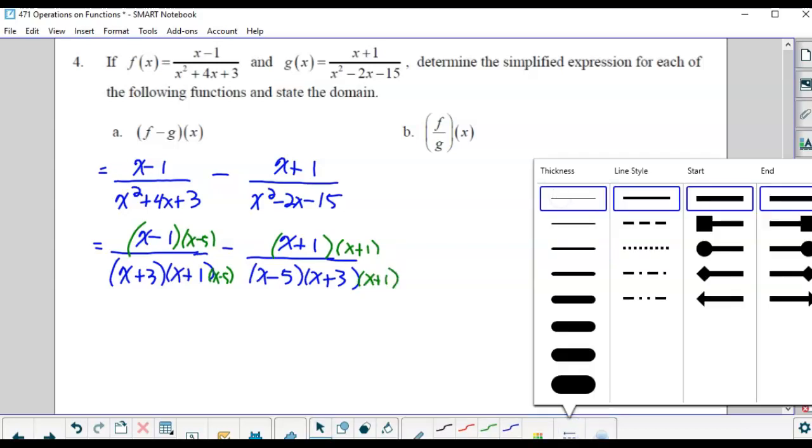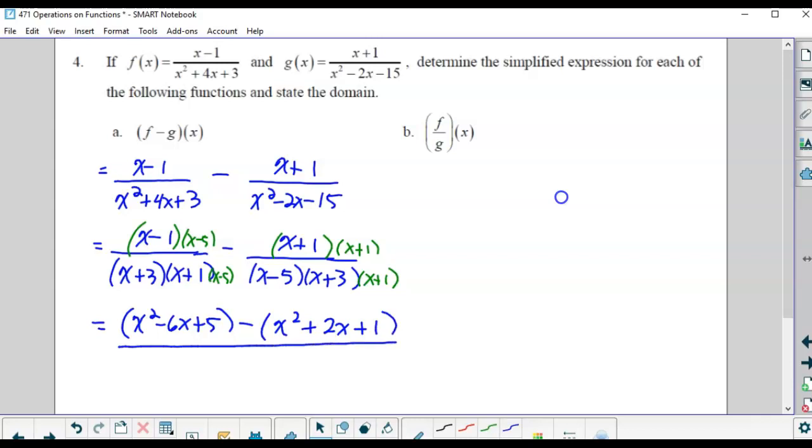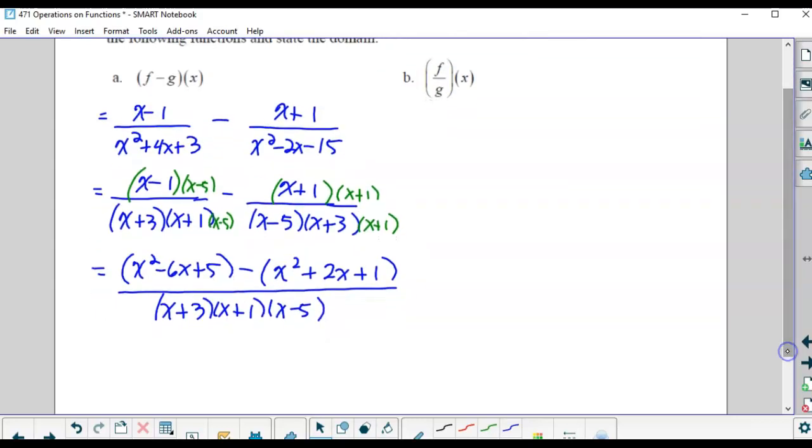It's a good review of rationals. I'm going to expand out the numerator, so x squared minus 6x plus 5, and then x squared plus 2x plus 1, over that denominator. And then you've got to collect like terms. So get rid of the brackets. Oops, get rid of the brackets. So we need a bracket.